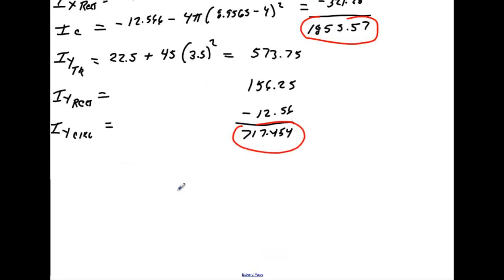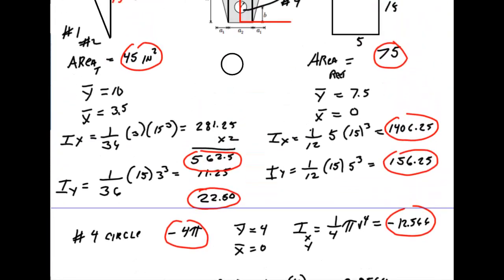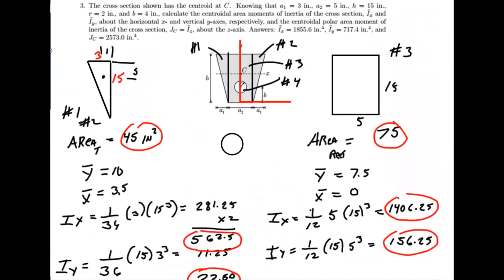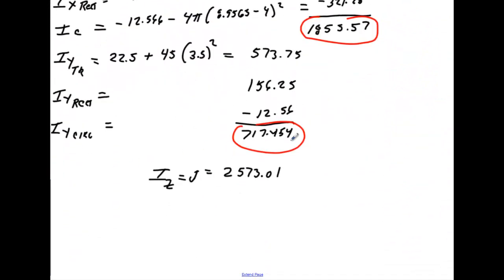Now to find Iz, all you have to do is add that one and that one together. Iz, or polar, which is equal to J, polar moment of inertia, sorry. It's going to give me 2573.01. Again, I believe that's what they got. 2573. Yep. Pretty doggone good. Right on there. Again, these are all inches to the fourth, inches to the fourth, inches to the fourth.